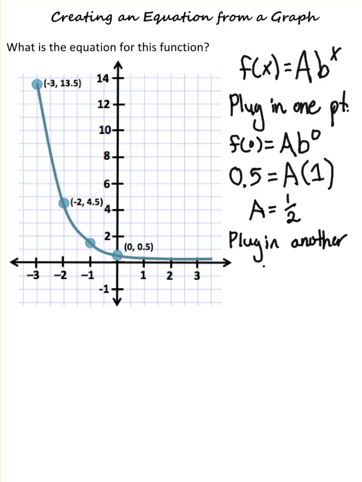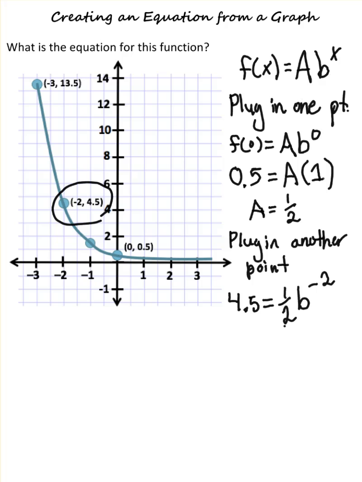Maybe I'll pick this point right here because I'm told what it is. At that point, I know the y value is 4.5. I already know the amplitude is 1/2, so I'm going to put that in. I don't know b, and I know the x value is -2.